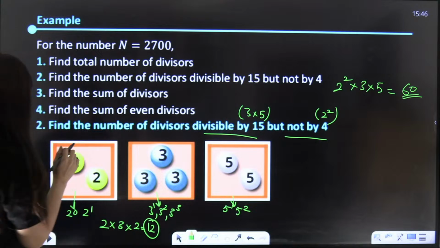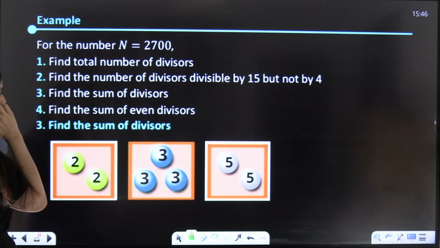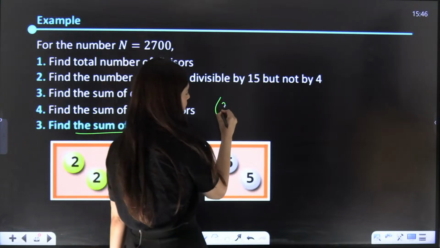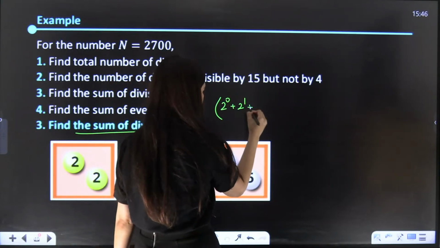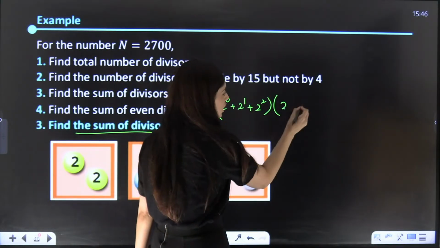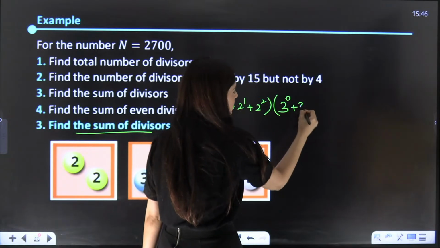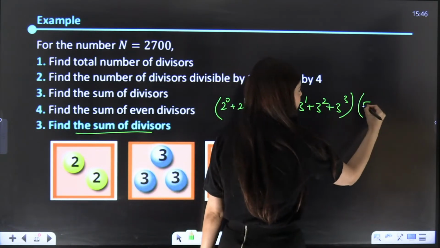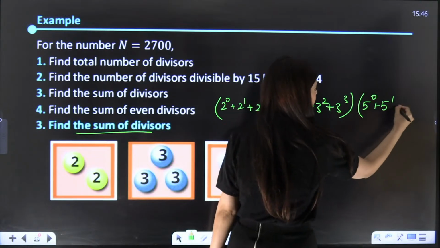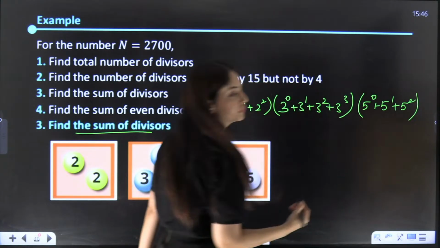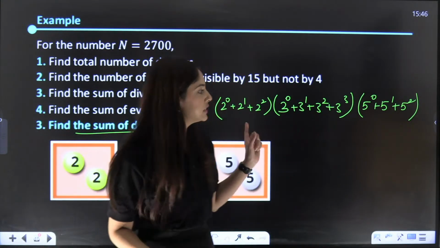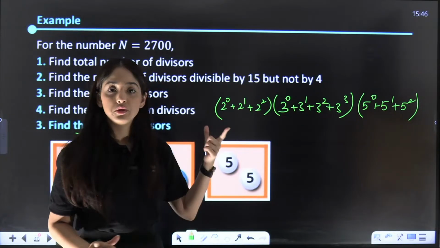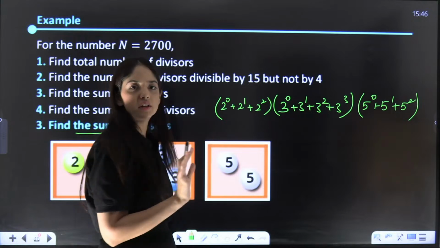What's the next problem? We have to count the total sum of all divisors. So 2 raised to power 0 plus 2 raised to power 1 plus 2 raised to power 2, 3 raised to power 0 plus 3 raised to power 1 plus 3 raised to power 2 plus 3 raised to power 3, and 5 raised to power 0 plus 5 raised to power 1 plus 5 raised to power 2. Right? This is how we are counting all the possible divisors. Now these are individual GPs. All first terms are 1.